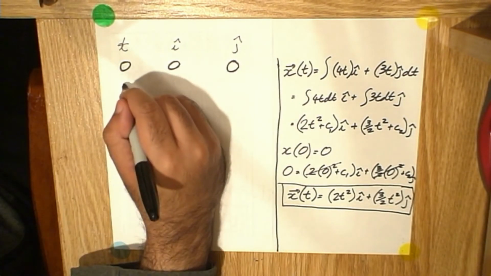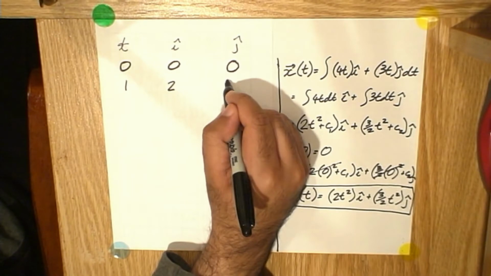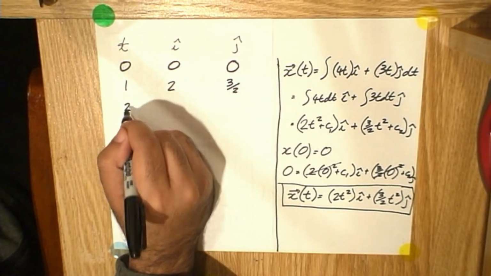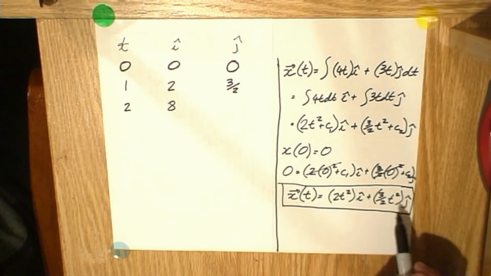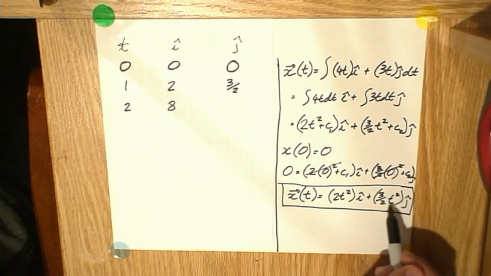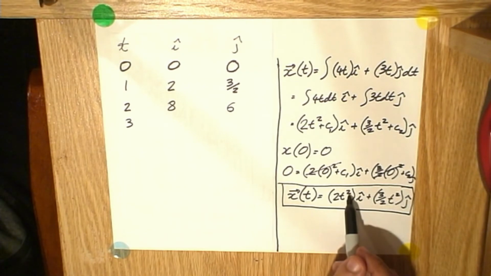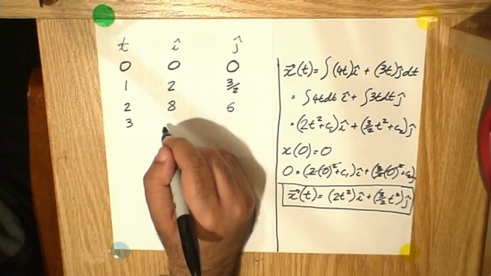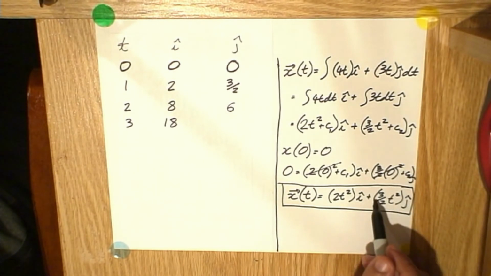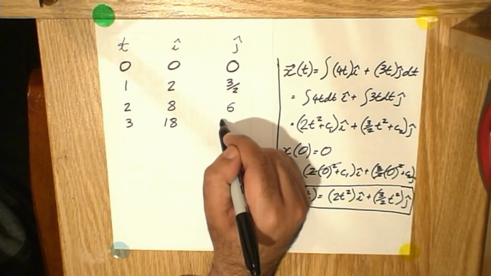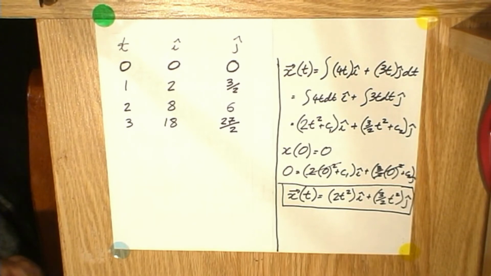So what about for 1? Well, put in a 1 over here, you get 2, and put in a 1 over here, you get 3 over 2. What about 2? 2 squared is 4, times 2 is 8. 2 squared is 4, times this over here would be 6. What about 3? 3 squared is 9, times 2 is 18. 3 squared is 9, times 3 over 2 would give us 27 over 2. And I think that ought to be enough to get started with.